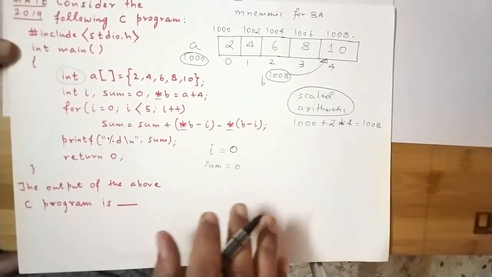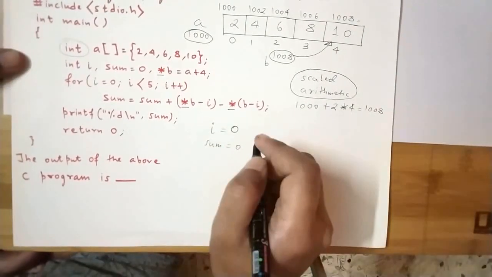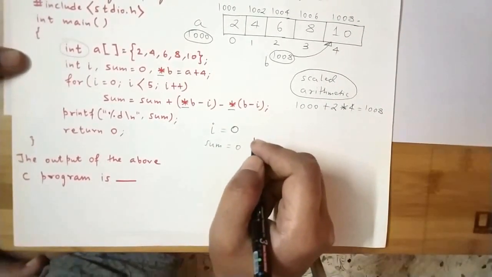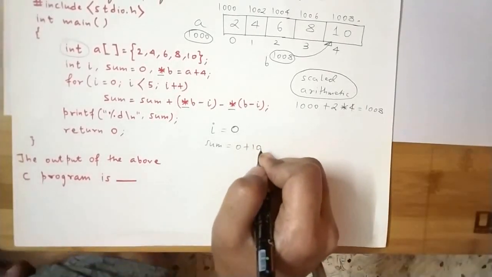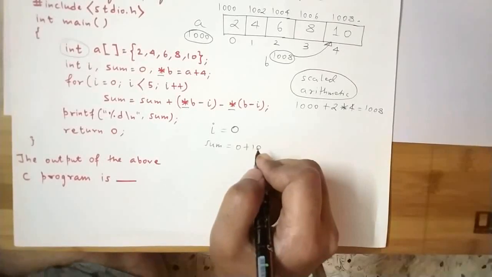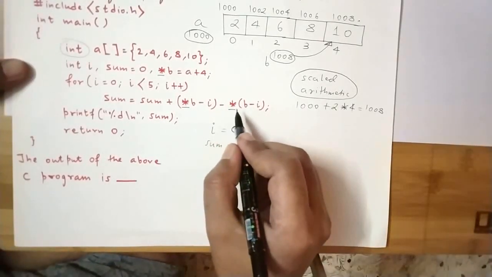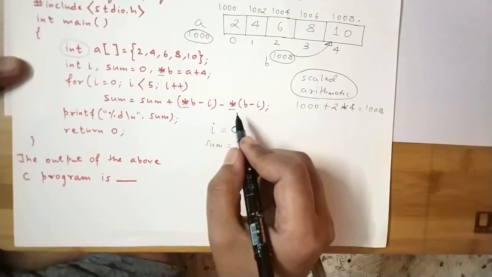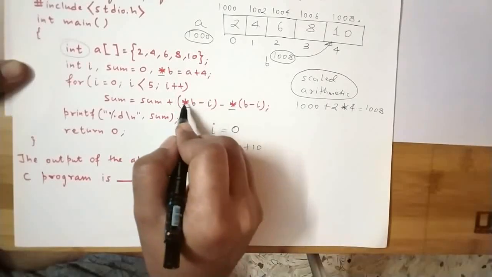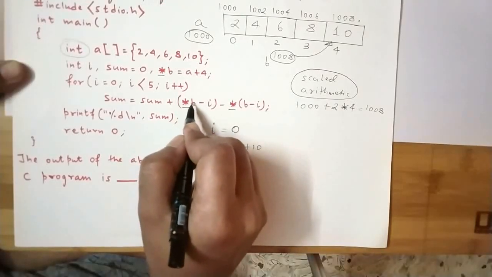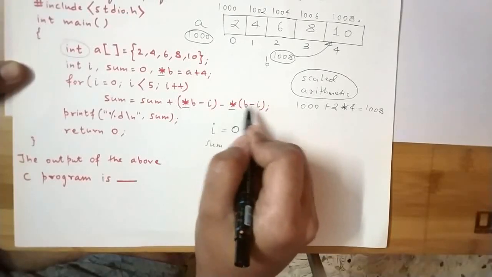Now the value of sum is going to change. How is it going to change? We are going to get a value of sum equal to 0 plus 10 minus, see, now the dereferencing part will take place on this entire value of b minus I. There's a difference, right? Here the dereferencing took place on the value b. Now the dereferencing will take place on this entire value of b minus I.